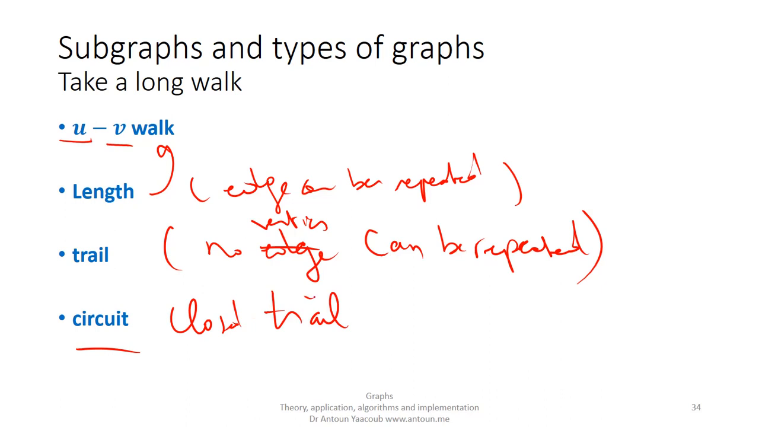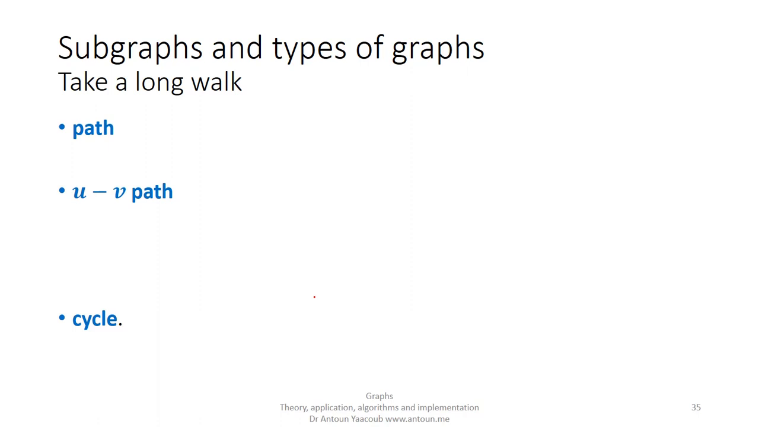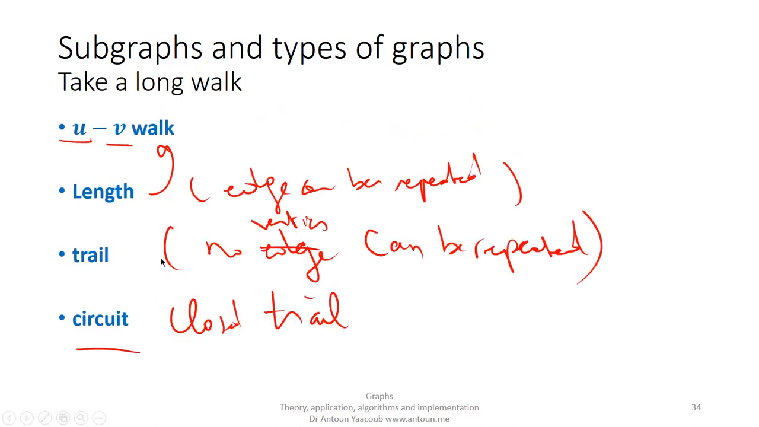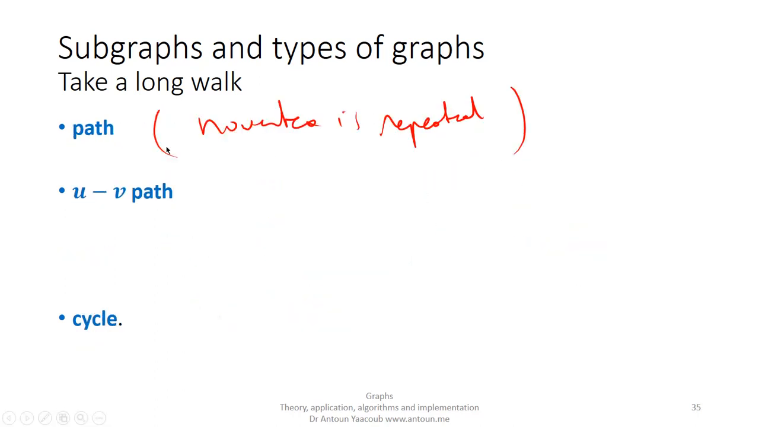We'll do examples about these because they are very difficult to grasp at the beginning, and these are not just definitions. We have a lot more to come. So we also have a path. A path is a walk, but no vertex is repeated. So a walk means there's no purpose, I can repeat everything. In a trail, no edges are repeated. In a path, no vertex is repeated.